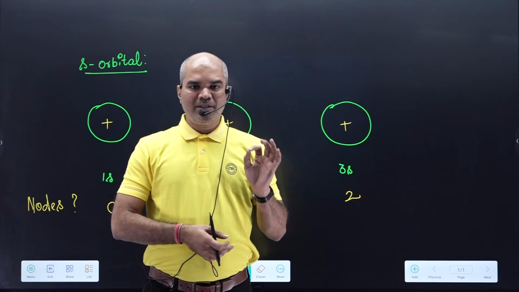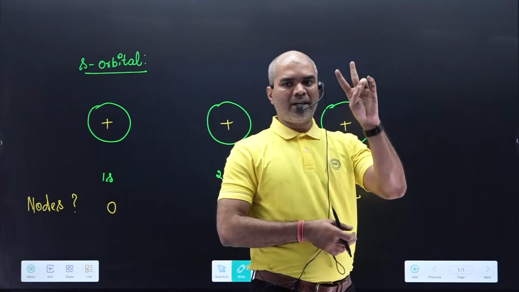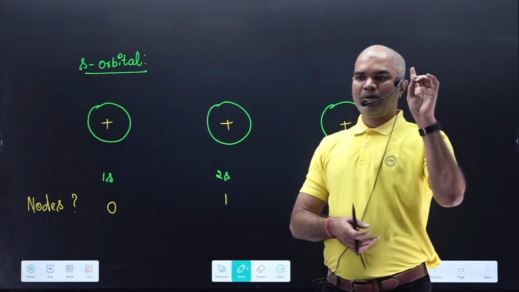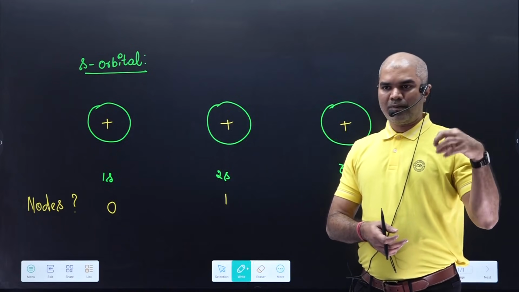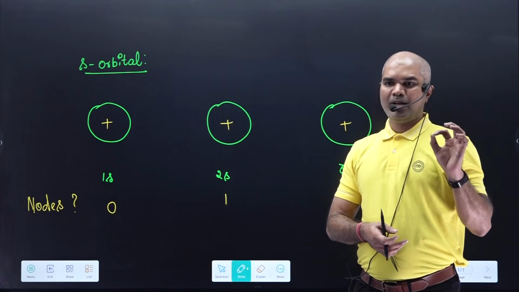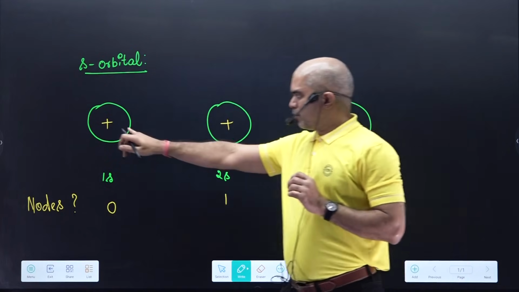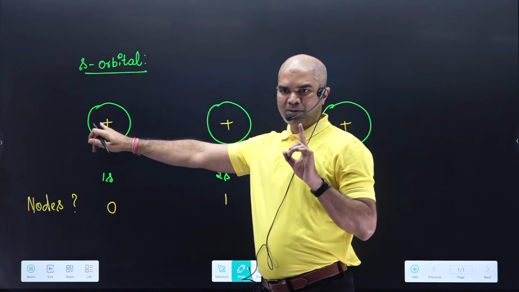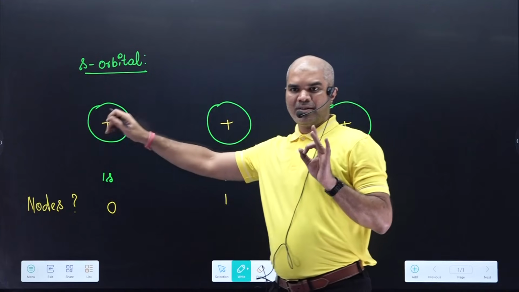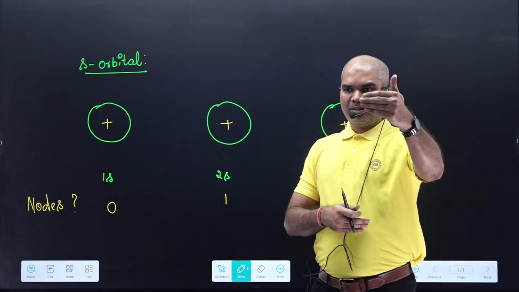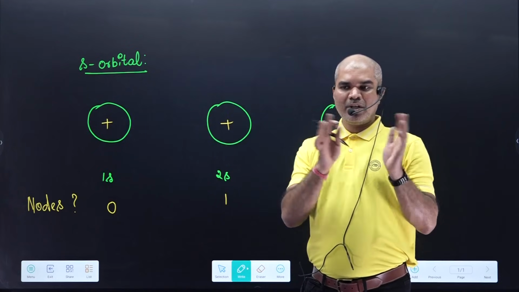But which node is that? Then we have two different types of nodes. One we call angular node, the other we call radial node. Any orbital will definitely have an angular node, but the radial node depends on its quantum number. Suppose I take 1s, it is the first orbital, so it cannot have a radial node. Radial node means through the radius. Angular node is within the orbital. Radial node is in between the orbitals.